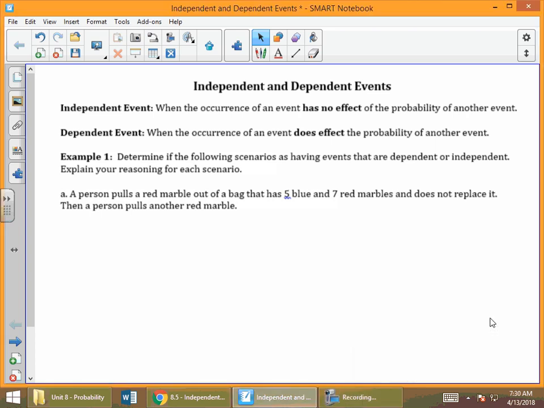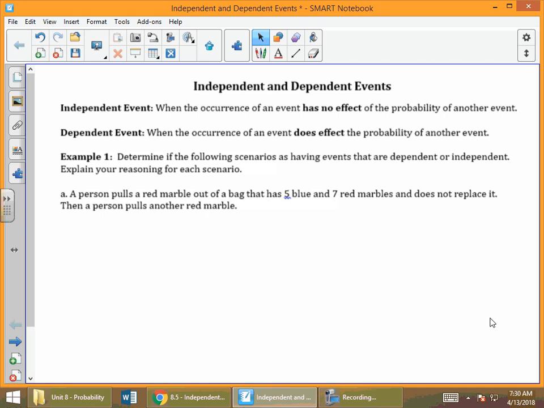In this section of notes, we are going to talk about independent and dependent events. And we're going to take this concept and use it in the next section as well. Before we get started, we need to know what an independent and what a dependent event is.